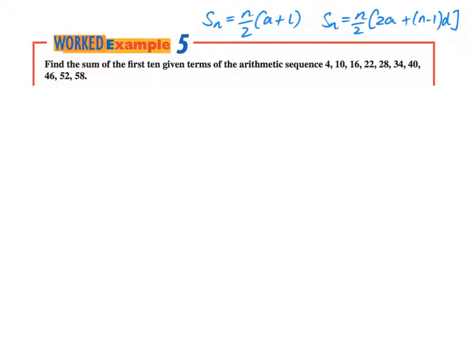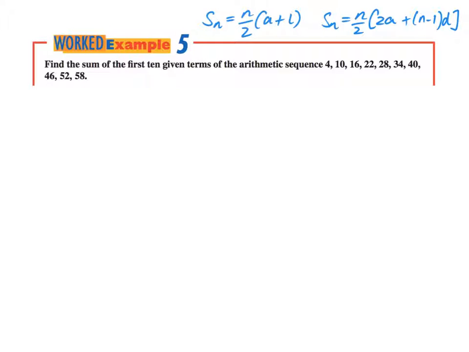In the second rule, we have variables of n, a, and d. In this particular example, we are able to use both of those rules because we do have the last term that we're given, which is 58. That's the L for the first rule, and we've got our A, which is the first value, and for the second rule we have our A, we have our N obviously, which is 10 terms, and our D value is what we can also calculate too.